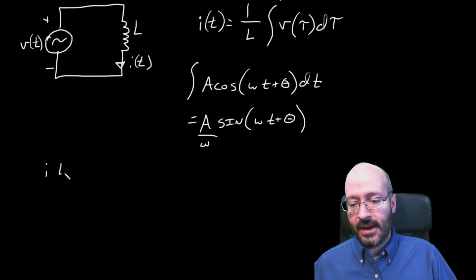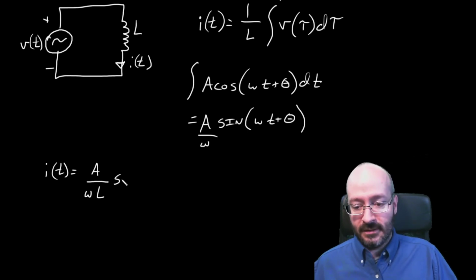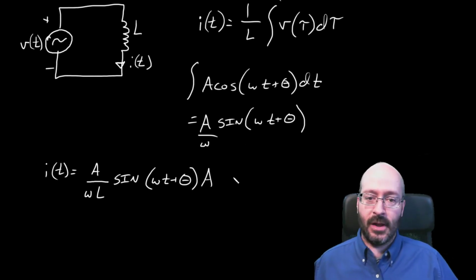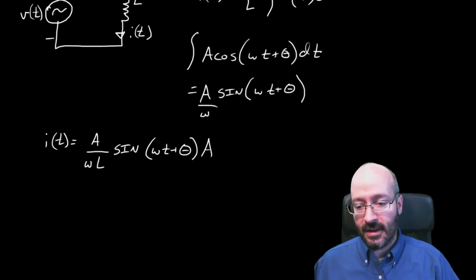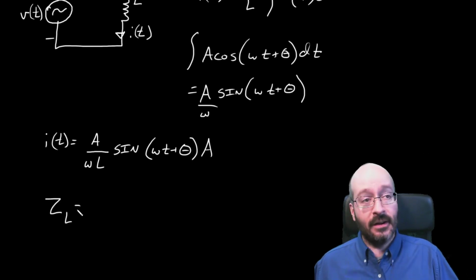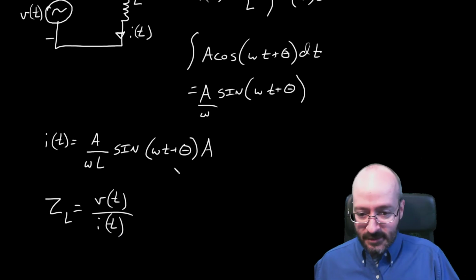Okay, so moving over here, we get I of t is equal to 1 over L. Okay, so really we just need to add that 1 over L. So 1 over L times the integral of the voltage. So 1 over omega L sine omega t plus theta. And now that's in amps. Okay, so we have the voltage, we have the current, we know what to do from here, right? We say the impedance of the inductor is equal to the voltage over the current.